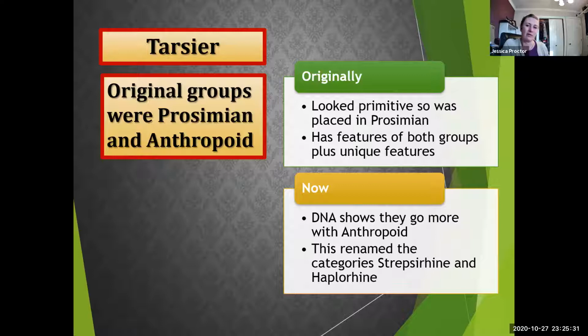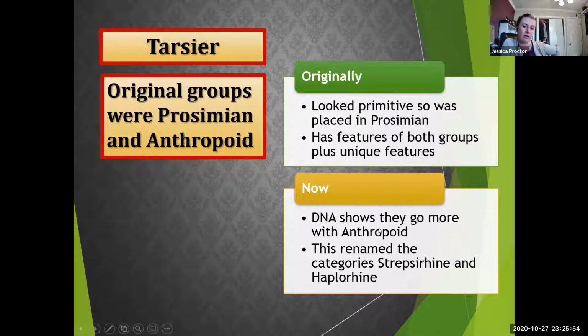Originally the tarsiers looked very primitive, and they also had features such as an unfused mandible. There wasn't full closure around the orbits. So originally the tarsiers were placed underneath the prosimians, the lower orders. Now that we have more advanced technology, they were able to do DNA analysis and show that the tarsiers are actually closer to the higher order primates.